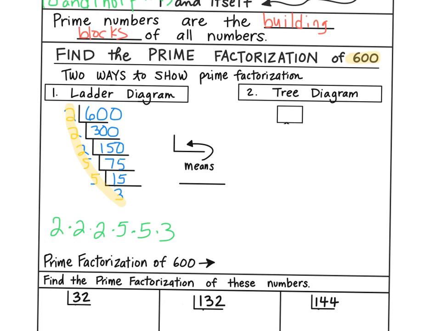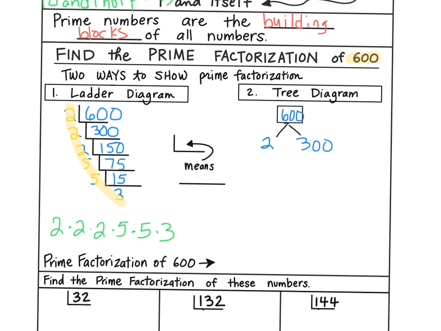The second strategy we can use is one that people are more familiar with, and it's called the tree diagram. I like the tree diagram because it gives you a little bit more flexibility. So once again, I'm going to start with that 600 at the top, and now with the tree diagram, I'm just going to draw 2 branches, and I'm going to think about what is something that 600 could be divided by. Well, maybe I'm going to start the same way, and that's an even number. So I'm going to take 600 and divide it by 2, and that leaves me with 300.